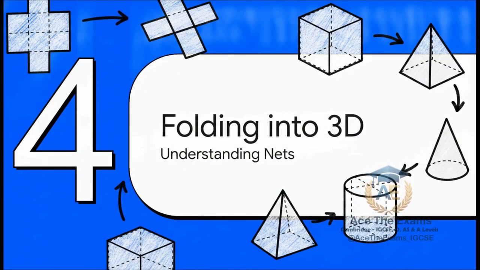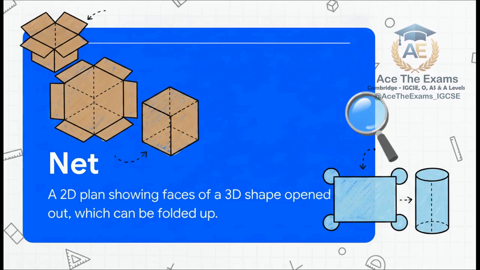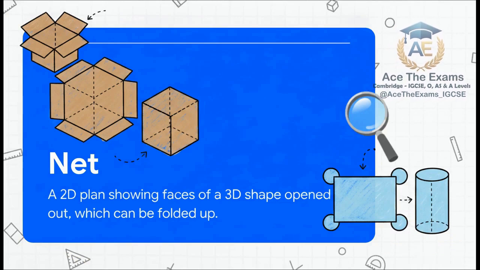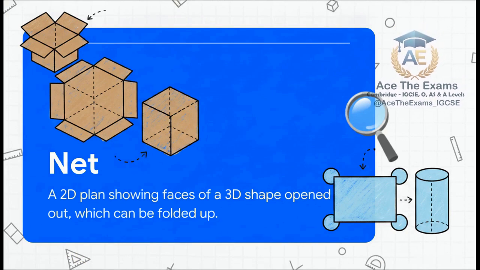Section 4. Folding into 3D, nets. Let's add some spatial awareness to our tactics. Imagine taking a cardboard box and carefully cutting the edges to lay it completely flat on the floor. That flattened, two-dimensional plan is what we call a net. It shows all the faces of a 3D shape opened out.